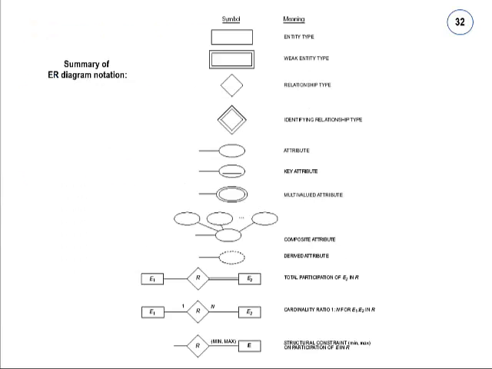To summarize, here you can see some of the notation, the summary of the ER diagram notation. Maybe we haven't covered all of that, but we've covered the most important notations for entity types, weak entity types, marked with the double line, attributes, key attributes, etc.